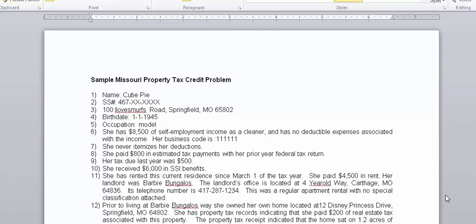In this video, we are going to learn how to do the Missouri Property Tax Credit. In order to be able to do this, we're going to need to create a new return because the taxpayers that we have done all of our other practice returns for make too much money.